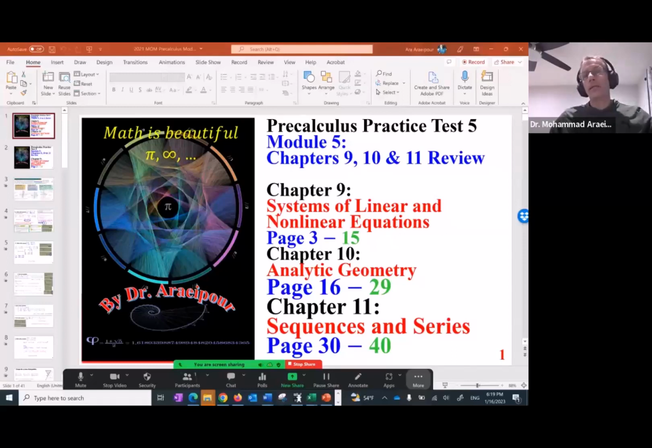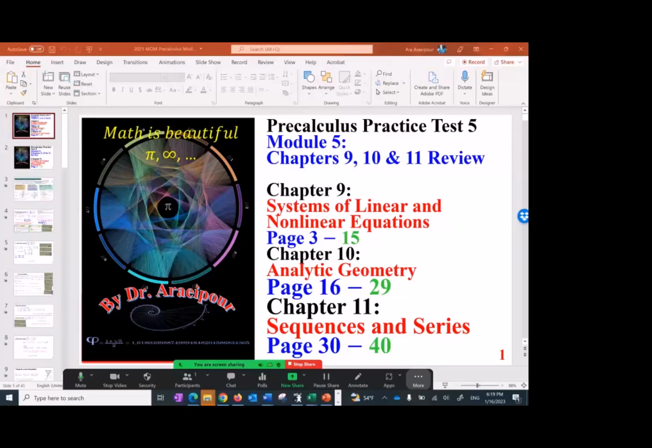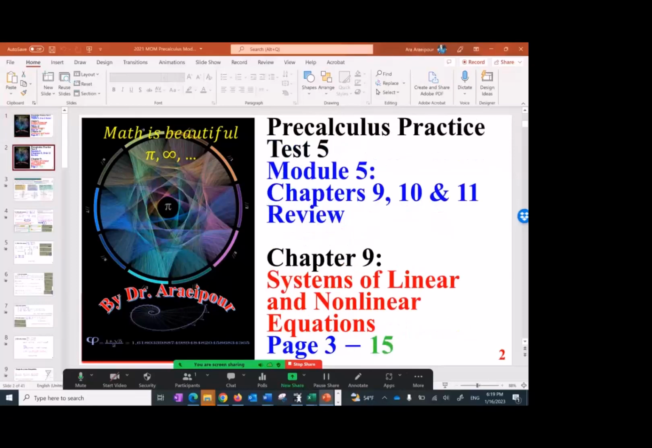Good evening, class. Here's pre-calculus practice test number 5, module 5, covering chapters 9, 10, and 11. Chapter 9, systems of linear and nonlinear equations. Chapter 10, analytic geometry. Chapter 11, sequences and series. So here's chapter 9, systems of linear and nonlinear equations.